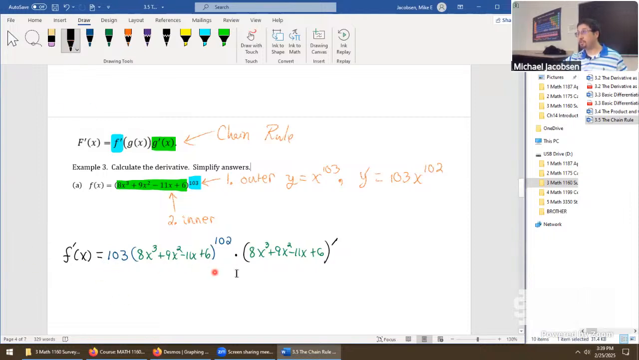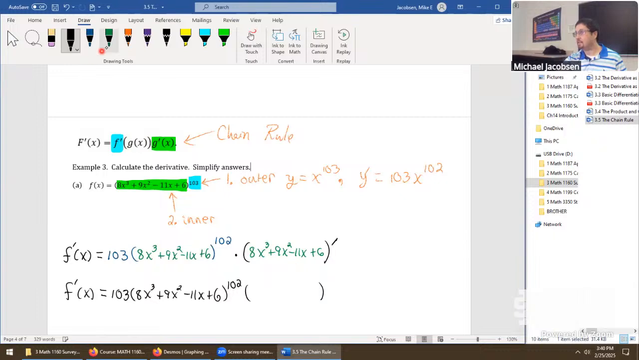Any questions so far, folks, with this first step? Okay, finalizing this, we have f prime at x equals 103, 8x cubed plus 9x squared minus 11x plus 6 to power 102.